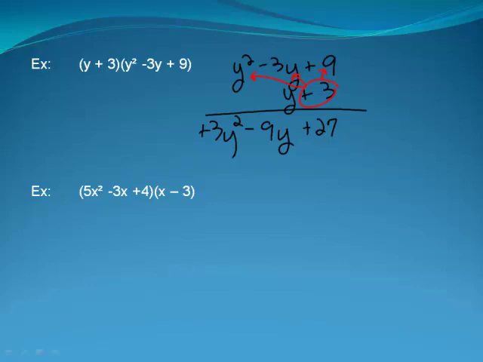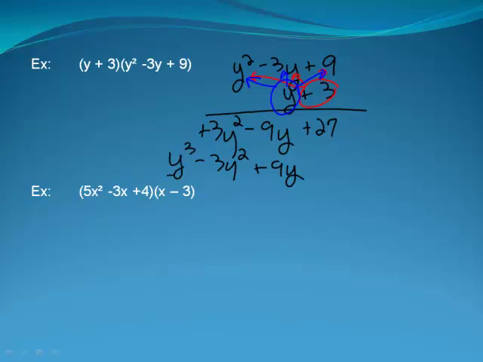Now I'm going to take my positive y and multiply it to everything above it, keeping in mind that I'd want like terms to fall in a column. So y times 9 is a positive 9y. y times negative 3y is negative 3y squared. And y times y squared is positive y cubed.